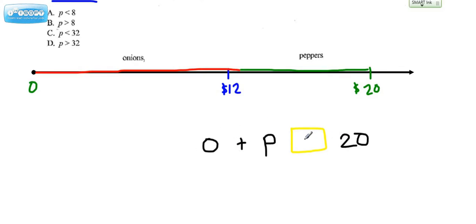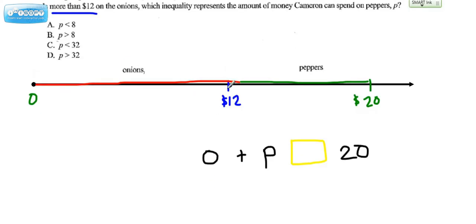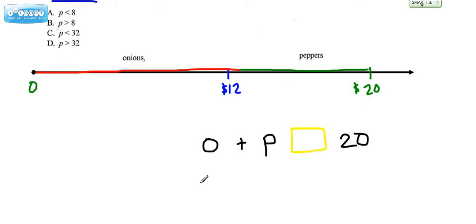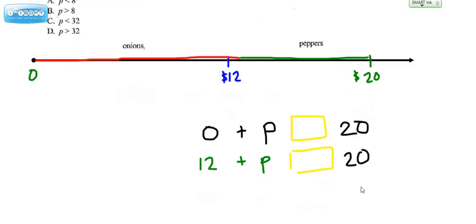So we're just going to, for a moment, pretend we have an equal sign in here, even though this says more than. We know that the onion amount is going to be more than $12, but let's just put in a 12 for now. And we know we're going to be adding peppers to that. And we have to come up with what symbol we're going to put here. So we're going to come back to that when we look back at what this means. And it's going to equal 20, or be some inequality compared to 20.